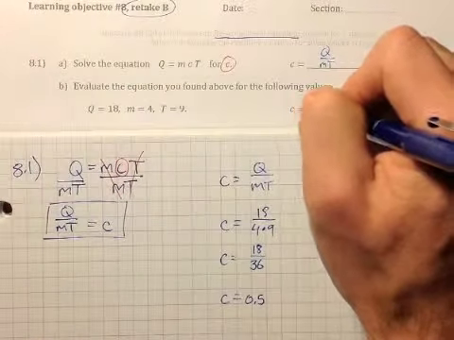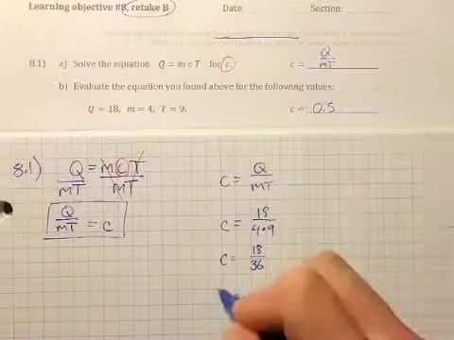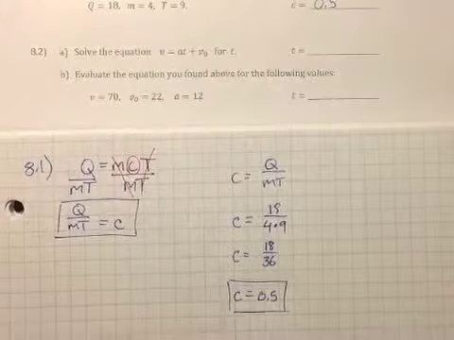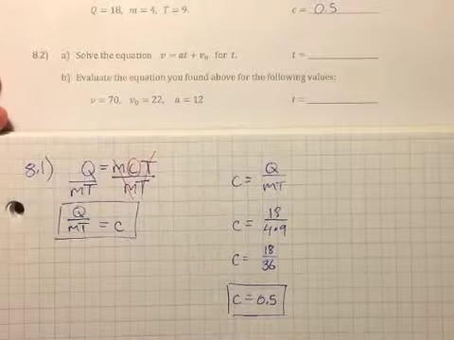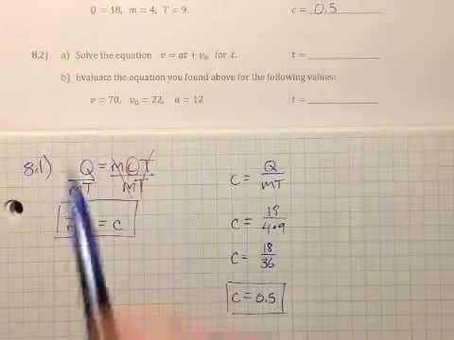C is equal to 0.5. Easy. Or at least not too bad. Probably not as bad as you feared, right? Now, let's look at the last, not the last question. I wish. You wish. Problem 8.2.